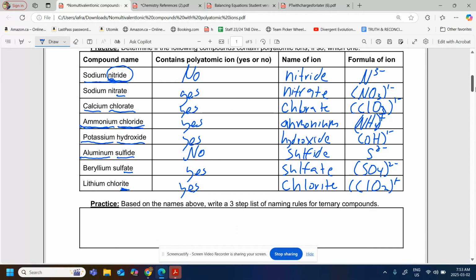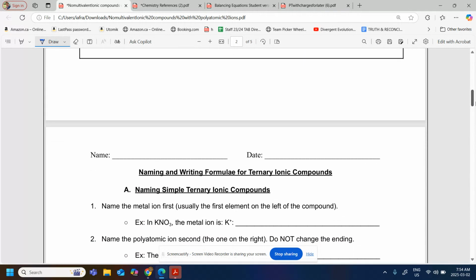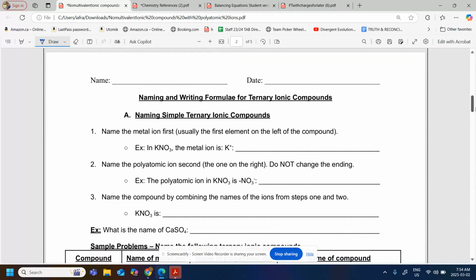So what I recommend you do is you take a look at the slide deck that's in your notes or even here, and you try to guess how to name compounds of polyatomic ions. Look at the trends and patterns. You have sodium nitrate, calcium chlorate, ammonium chloride, potassium hydroxide, beryllium sulfate. You'll see the rules are pretty straightforward, so try to make a little bit of a guess, make some list of steps, and then we'll go over it together here to make sure you're on the right track.